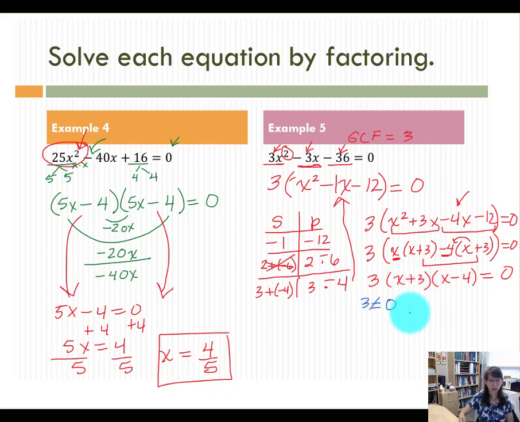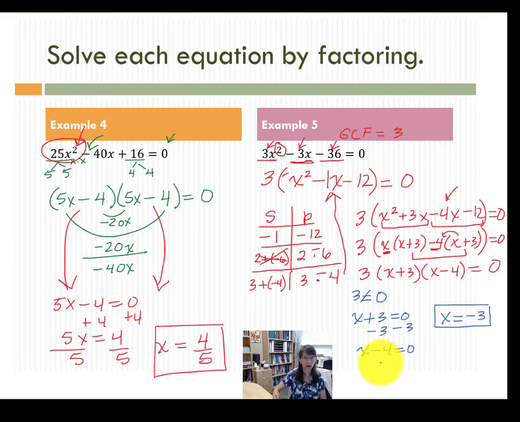Next, we have x plus 3. So when I set x plus 3 equal to 0, I would subtract 3 from each side to get an x value equal to negative 3. So there's one of our solutions. The next factor is x minus 4. So when x minus 4 is set to 0, we'll need to add 4 to both sides of the equation. And now we have an x value equal to positive 4. So negative 3 and positive 4 are the two solutions for this equation.